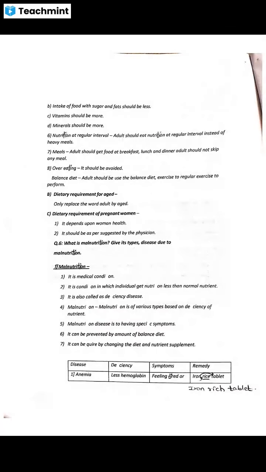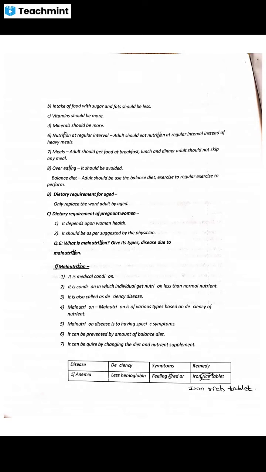Next point is intake of food with sugar and fat should be less. Carbohydrate less, sugar and fat is also less. Then vitamin should be more. What we intake more for the adult? So the vitamin should be more and the mineral should be more. Okay. Why? Why vitamin intake more?